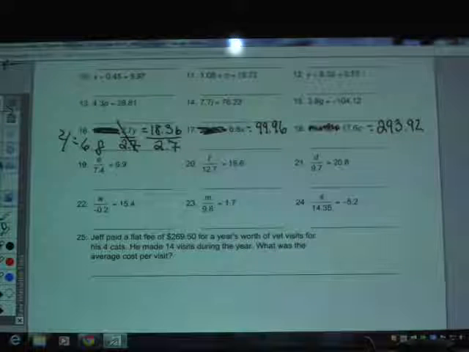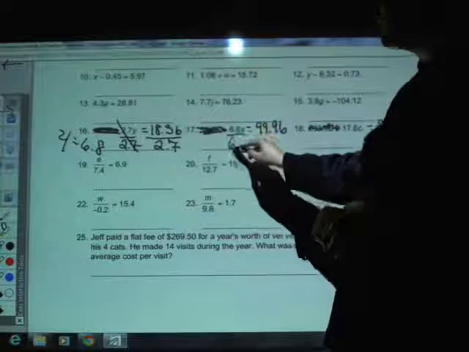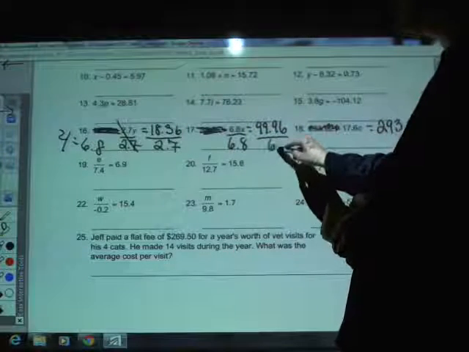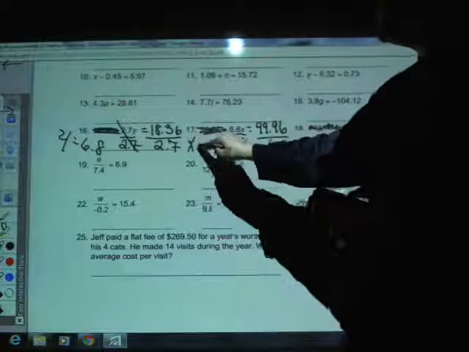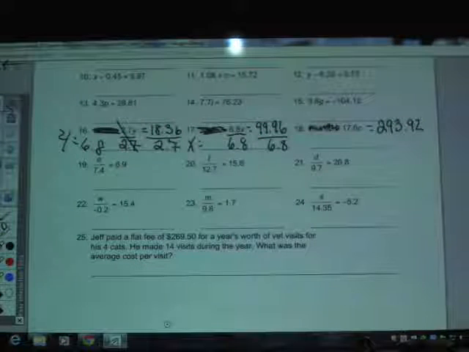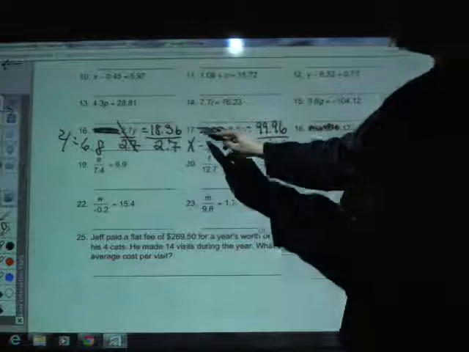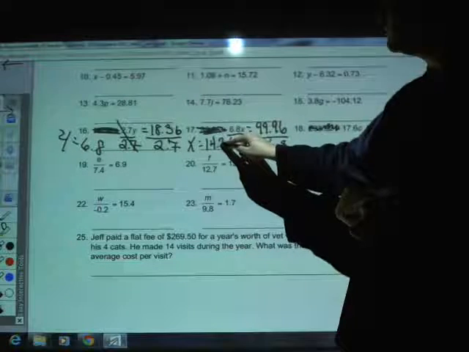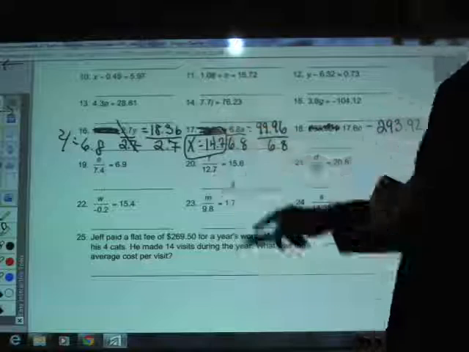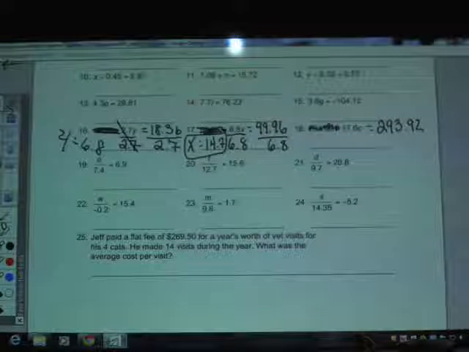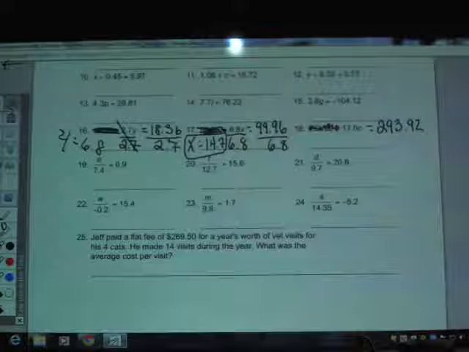Fix 6.8. Well, right now this says I'm multiplying by 6.8. So to fix that, I'm going to divide by 6.8. And so when I do that, I've got 99.96 divided by 6.8. And that's going to give me 14.7. All right, 18. 17.6c equals 293.92.